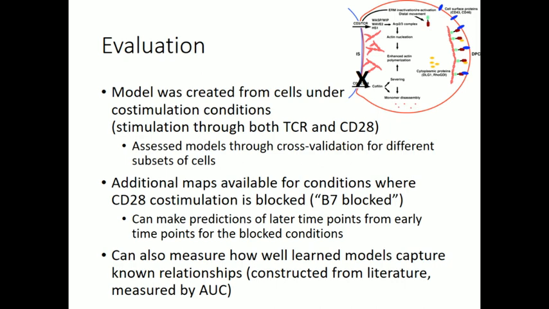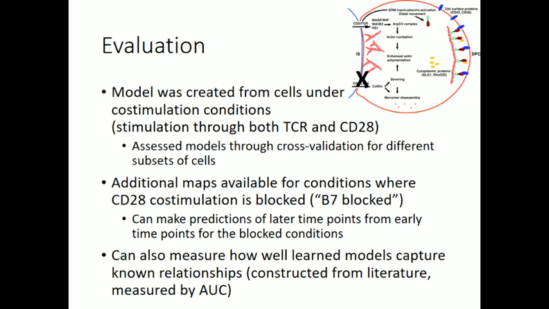That is, when we block the activity of the CD28, that's going to affect the levels of the proteins in different regions within the cell. Can we use those changes to predict the distribution of the other proteins at later times? Okay? And so we can measure the difference between the concentrations that are actually observed and those predicted by the model.